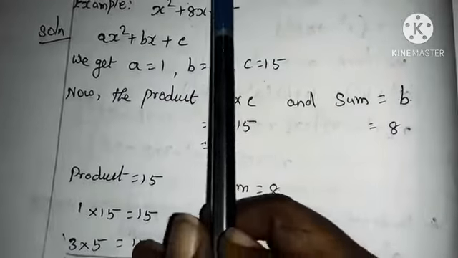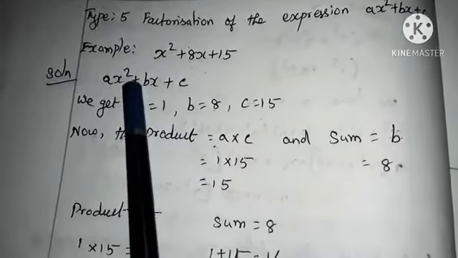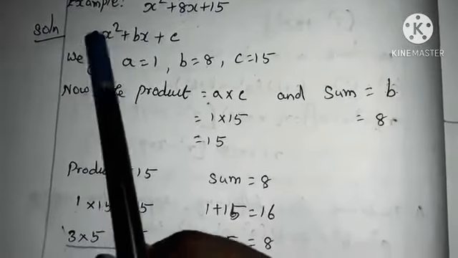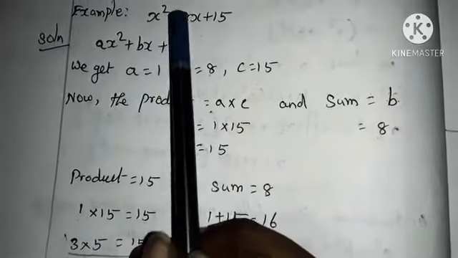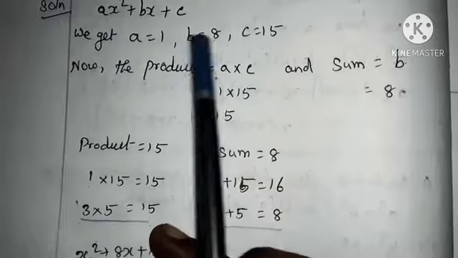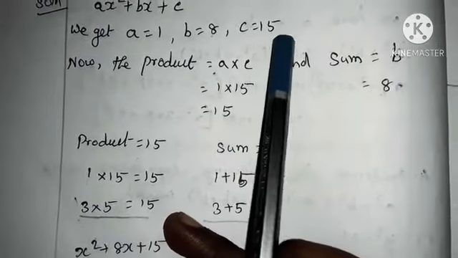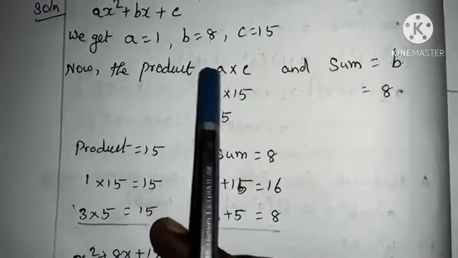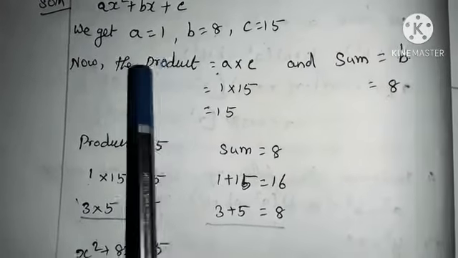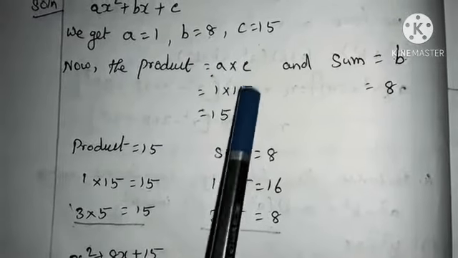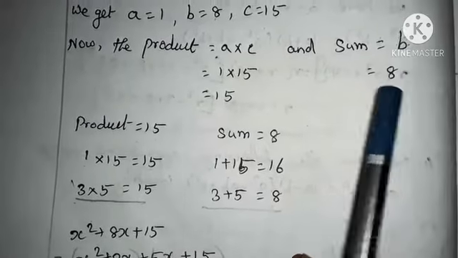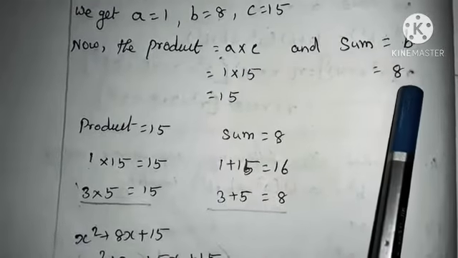For that, we are comparing this algebraic expression ax square plus bx plus c with x square plus 8x plus 15. We get a is equal to 1, b is equal to 8, and c is equal to 15. With this, we are going to find the product and sum. To find the product, you have to multiply a and c, and the sum is equal to b. Here, a into c can be written as 1 into 15, which is 15, and b is given as 8. That is, the product is 15 and the sum is 8.